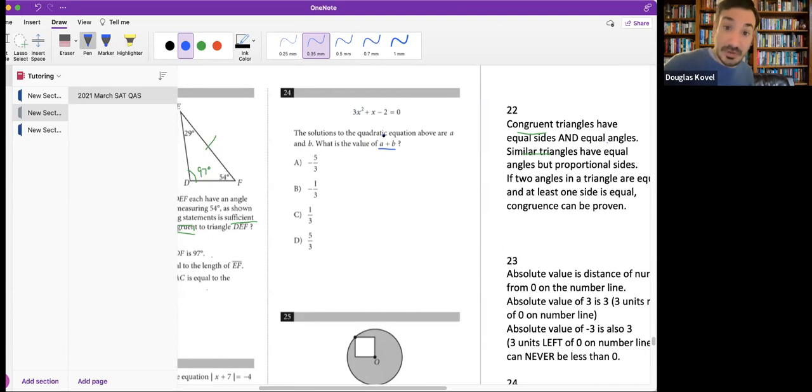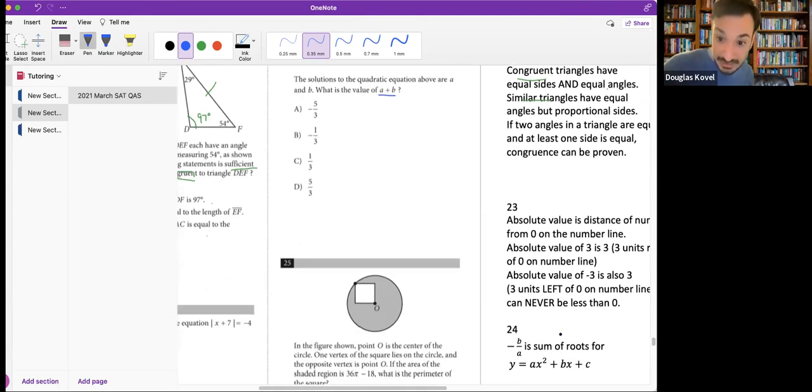And had they asked you to find what one of the solutions is, you would have to do one of those methods. However, if they just ask you to find the sum of the solutions, which they often do on the SAT, you could get around doing all that. There's a really useful formula that you definitely want to remember, which is negative b over a is the sum of the roots anytime y equals ax squared plus bx plus c.